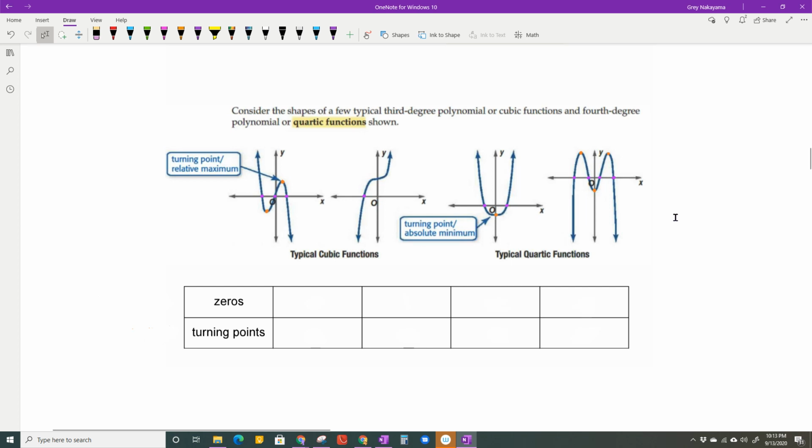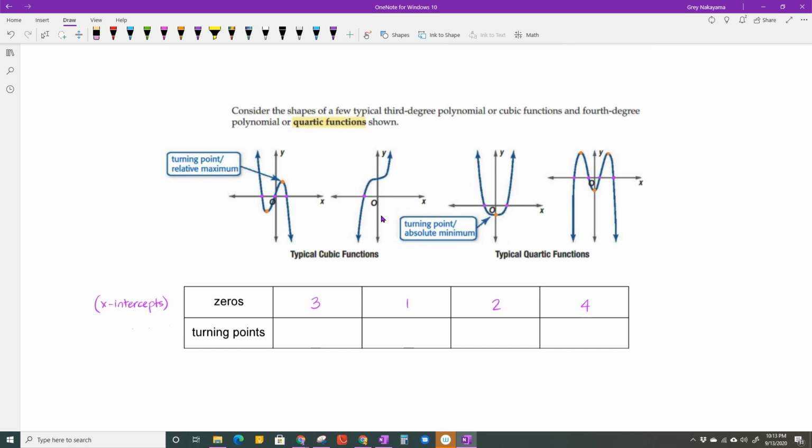So if you look at the zeros, remember the zeros are where we cross. The zeros are where y is 0, and that's where we cross the x-axis. So they're also the x-intercepts. On each of those in purple, on that first graph, I have 3 zeros. The second graph, I have 1 zero. The next one, I have 2 zeros. And the next one, I have 4. These are all my x-intercepts.